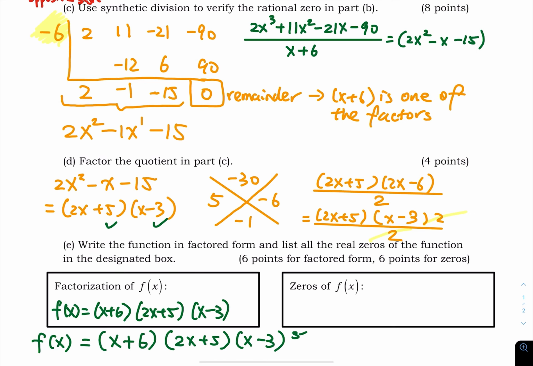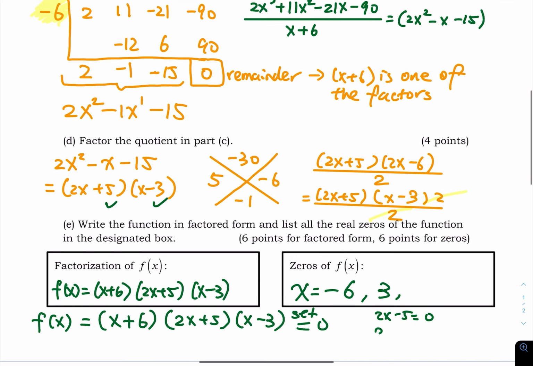So what happens when you set this equal to 0 and find all the zeros, right? So x is equal to -6, x is equal to positive 3, and then 2x minus 5 equals 0. So 2x is equal to 5, then x is equal to 5 over 2. So those are the rational zeros.